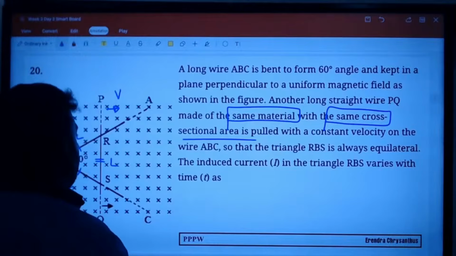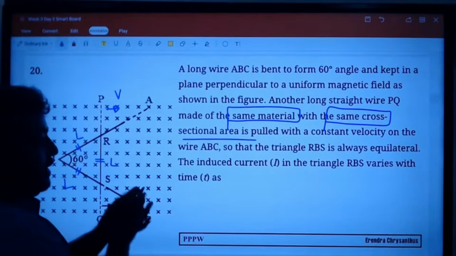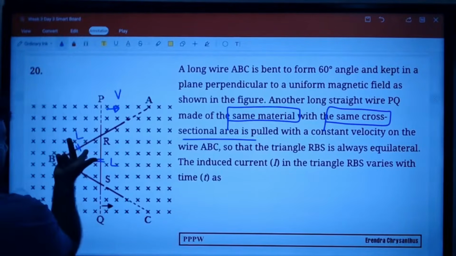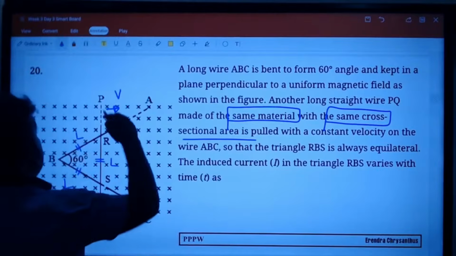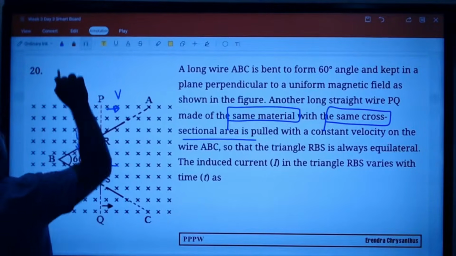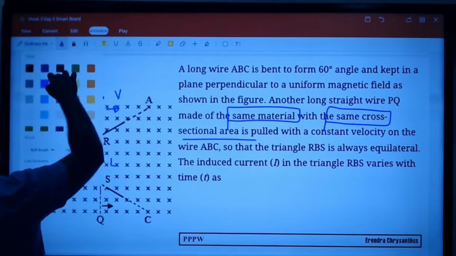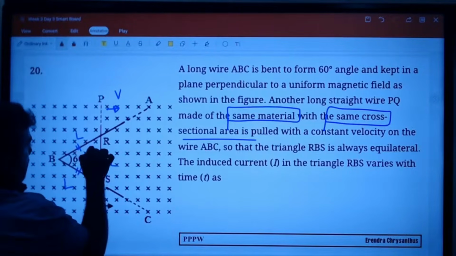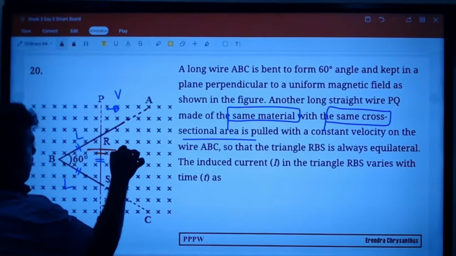Induced current will vary. Now you can apply Fleming's right hand rule: field, motion, current. Field, motion, current means here I can mark the battery. Let me mark the battery. Current is going from negative to positive EMF.